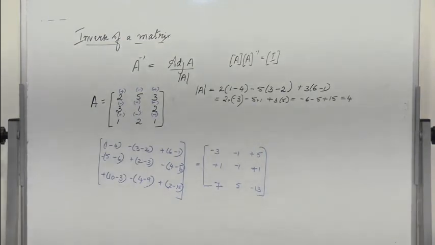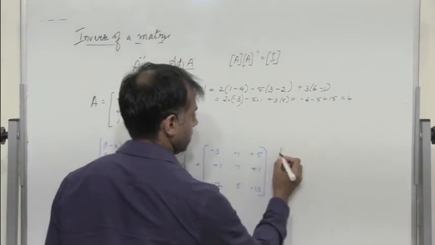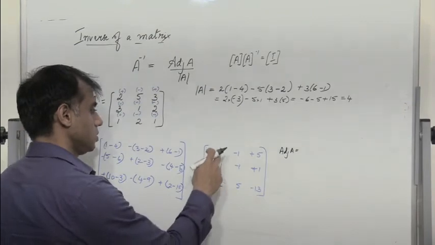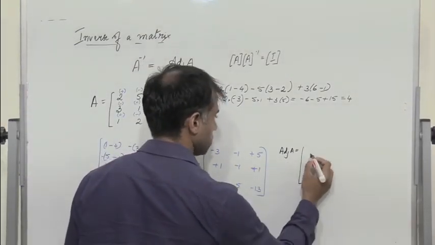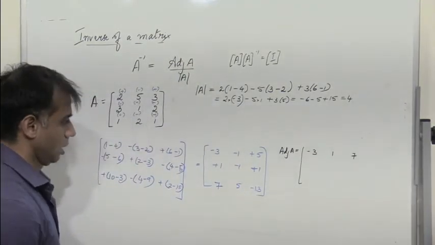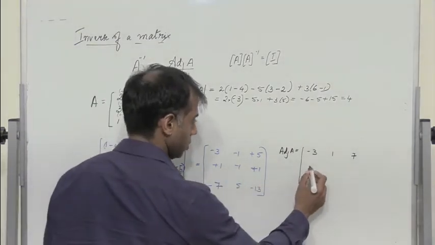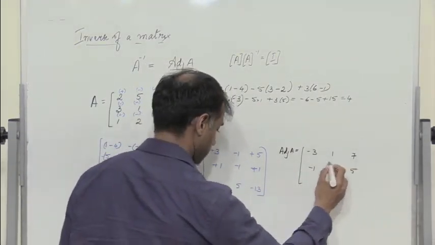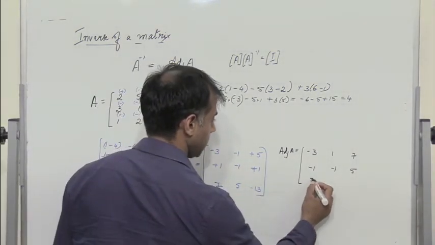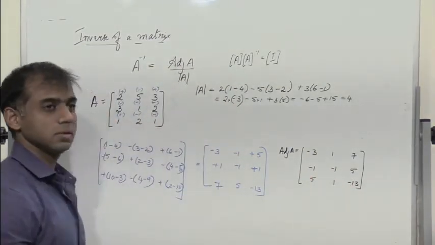Now what is adjoint A? Adjoint A is the transpose of this matrix. So adjoint A is, replace the rows by columns. So the first column is written as the first row, -3, 1, 7. Next, we have the second column written as the second row, -1, plus 5. And the third column written as the third row, +5, +1, -13. So this is adjoint A.